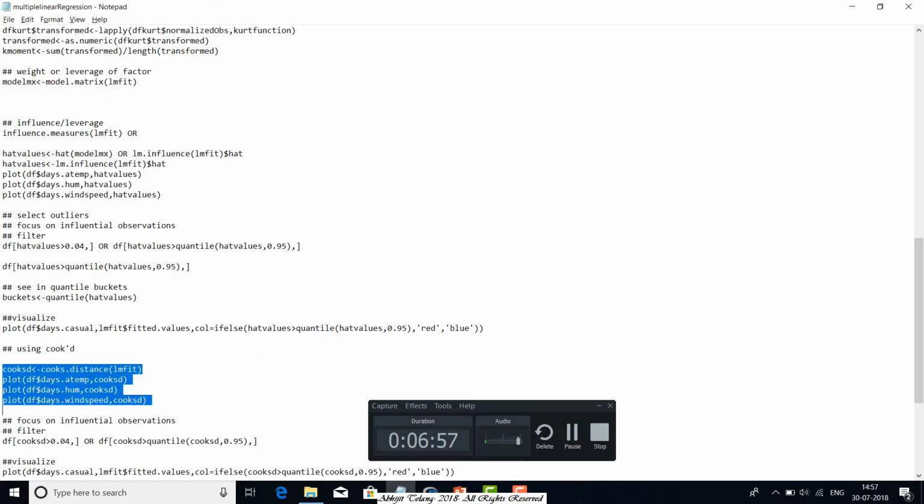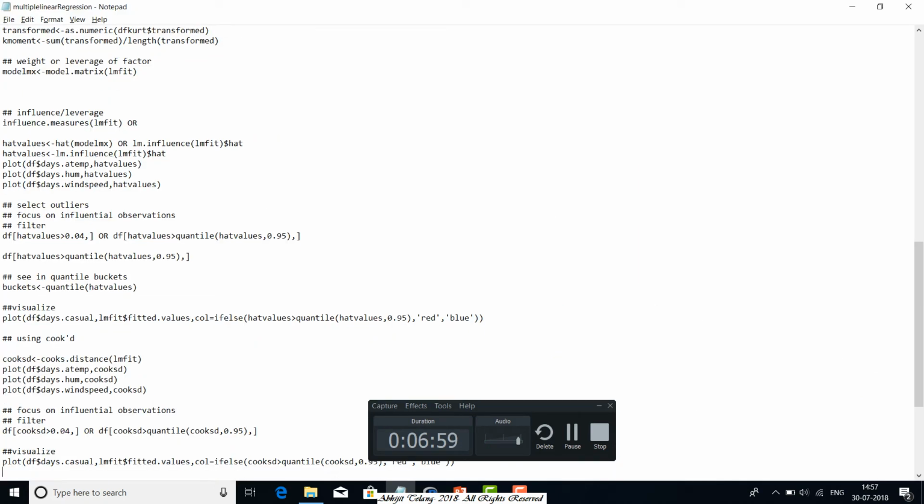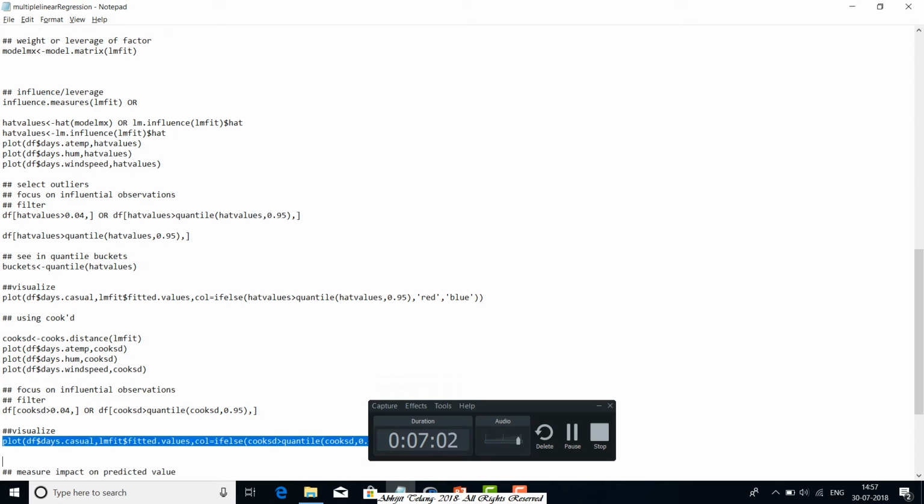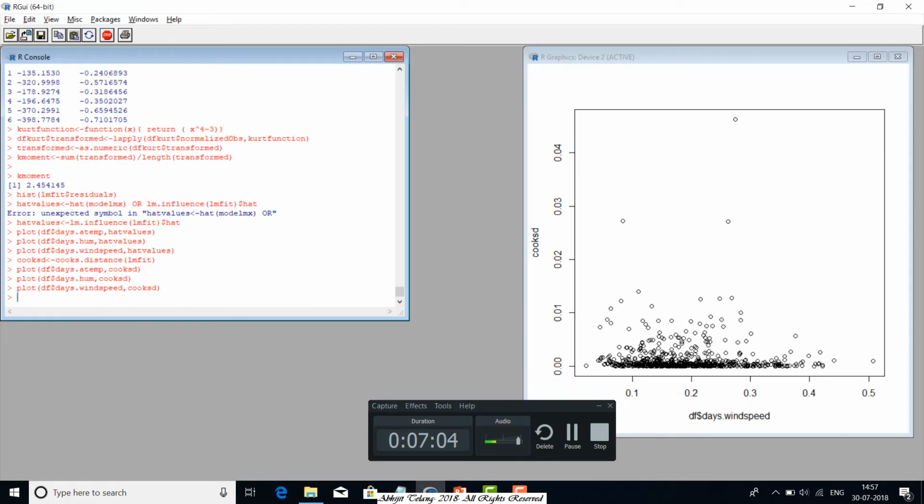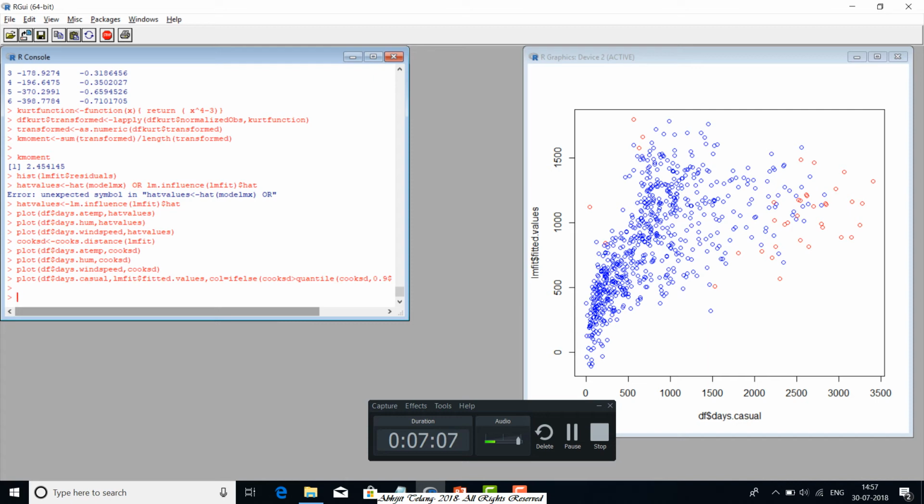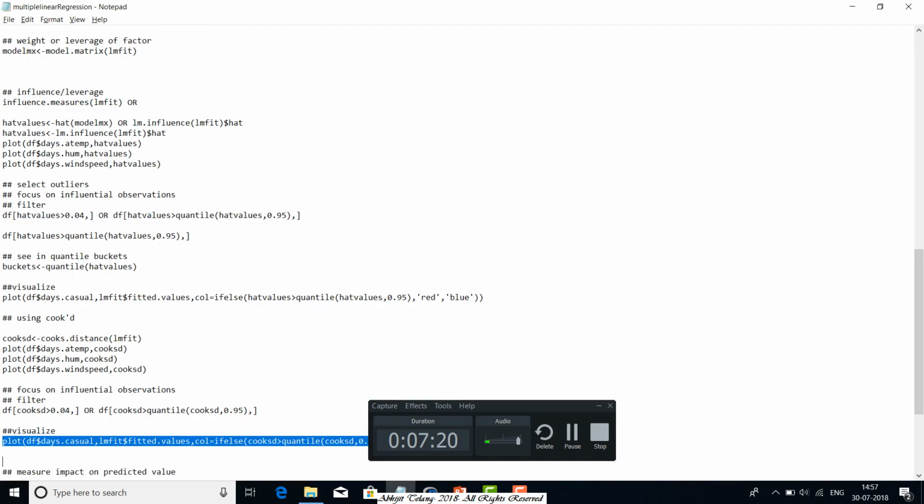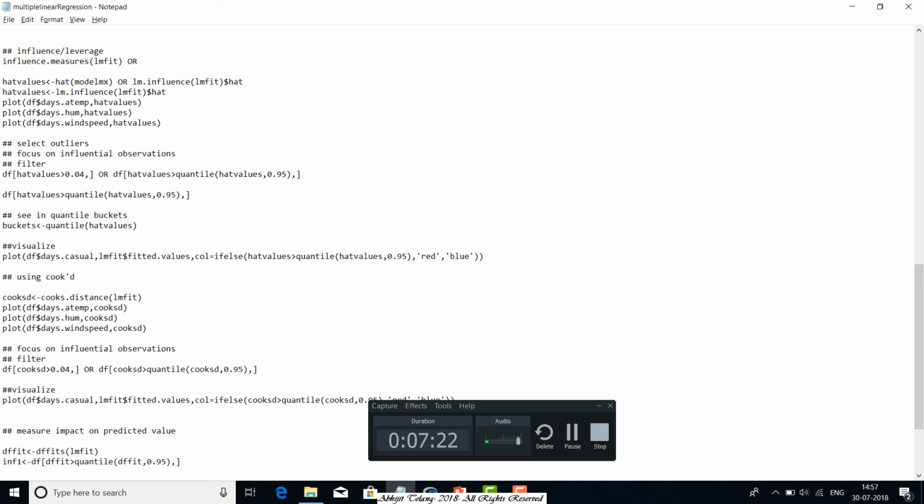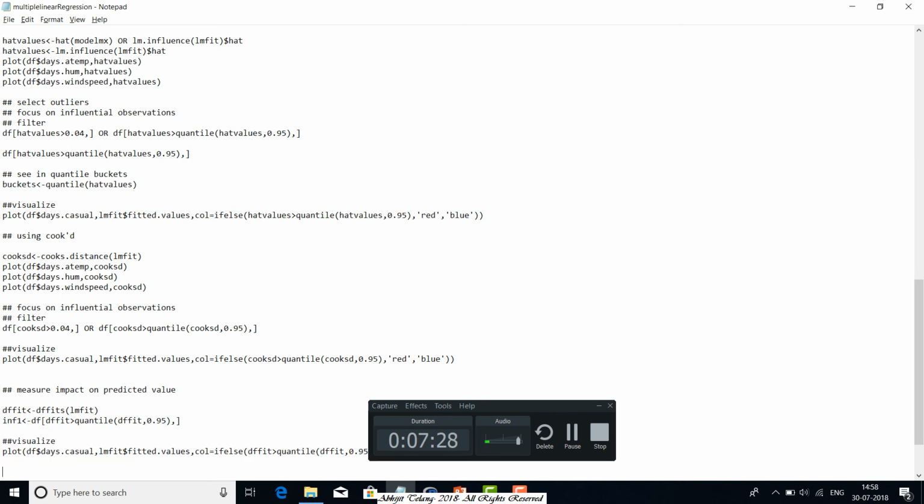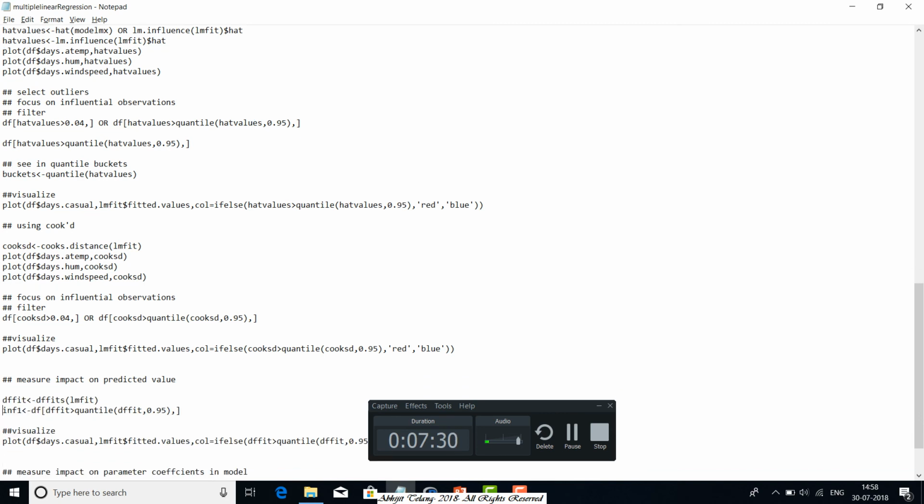And then I can see the outliers, so I can filter based on a certain criterion. In this case, I'm using a quantile criterion. So I can see that the influential observations are highlighted in red based on their Cook's distance, and that's a metric. And similarly, hat is another metric which serves a similar purpose. And so I can do DFFITS and DFBETAS as well.